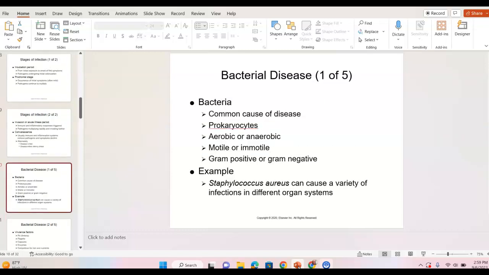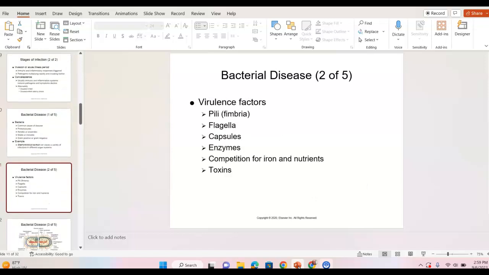Okay, bacteria is a common cause of disease. We know this. They are prokaryotes. We are eukaryotic, which means we have a nucleus and a well-shaped cell with organelles inside. These guys don't. These have little packaged substances inside, but they don't have a nucleus. They can be aerobic, which means that they use oxygen for energy, or anaerobic, which means they use anaerobic means to create energy, obviously mobile or immobile. Gram positive or gram negative. Okay, Staph aureus, you're all familiar with that.